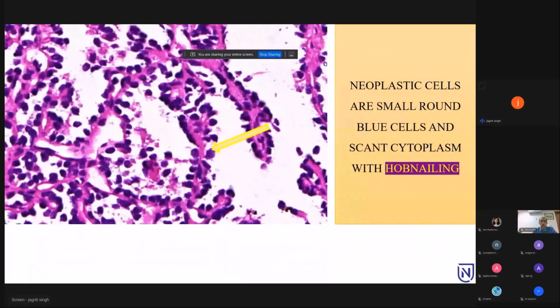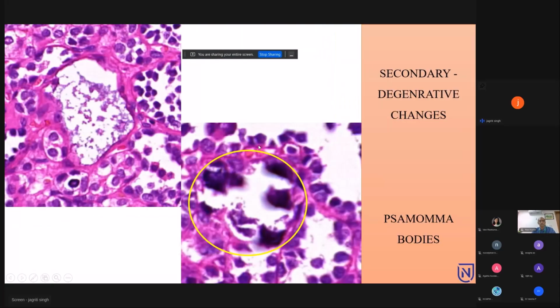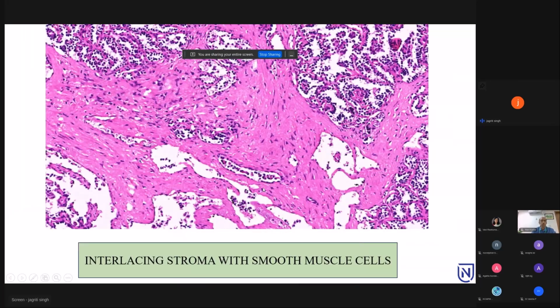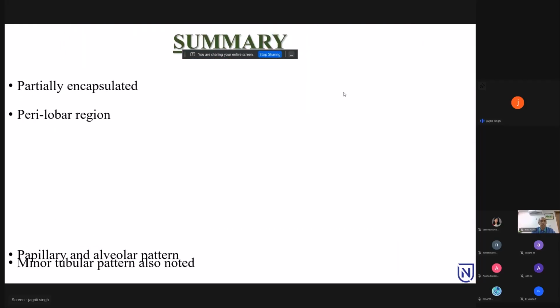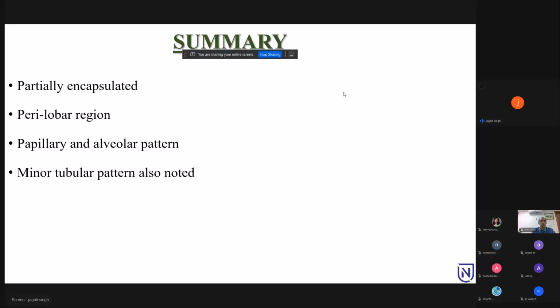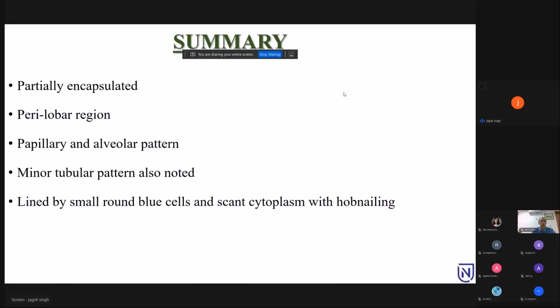These are the neoplastic cells, which are small round blue cells with scant cytoplasm and hobnail nuclei. We can see some secondary degenerative changes and psammoma bodies. These are the interlacing stroma with smooth muscle cells. So summarizing, we have seen a partially encapsulated tumor in the perilobar region, having papillary, alveolar and minor tubular pattern, lined by small round blue cells with scant cytoplasm and hobnail nuclei, with plenty of psammoma bodies and moderate edematous stroma.